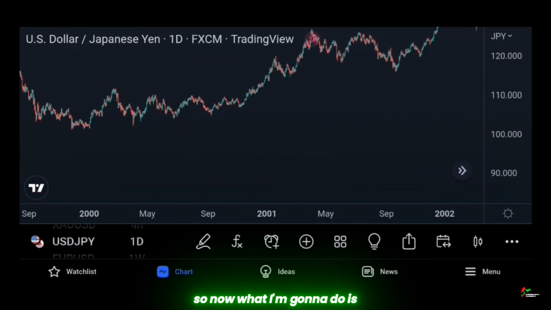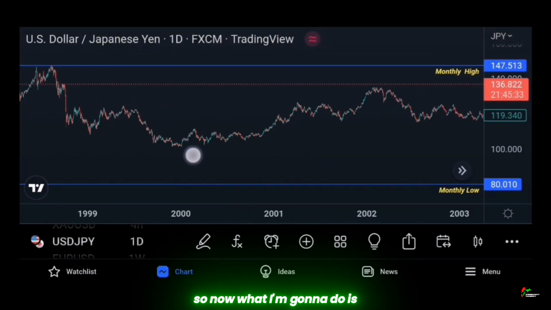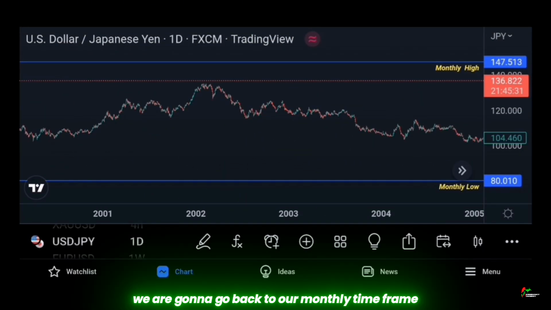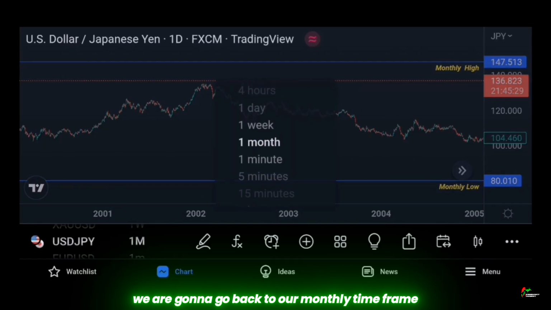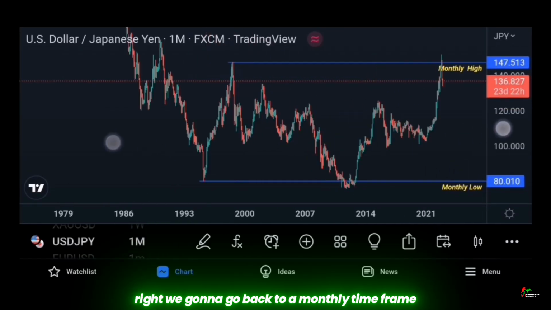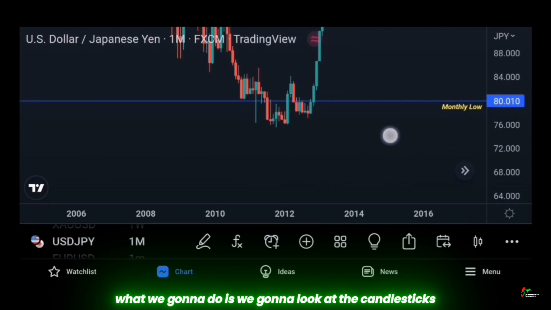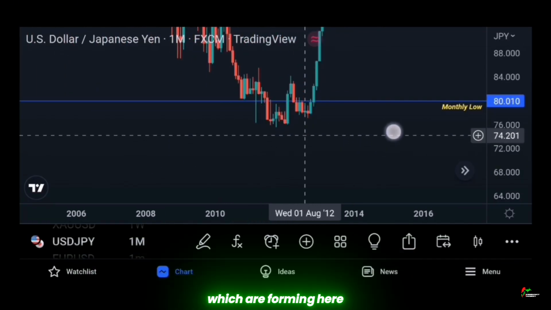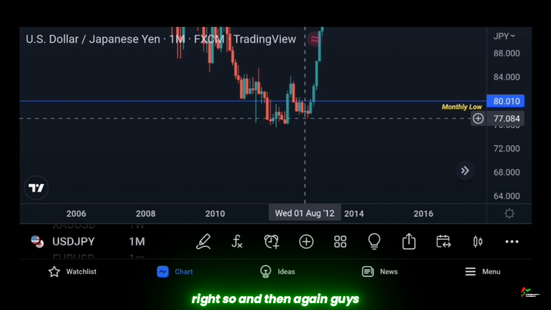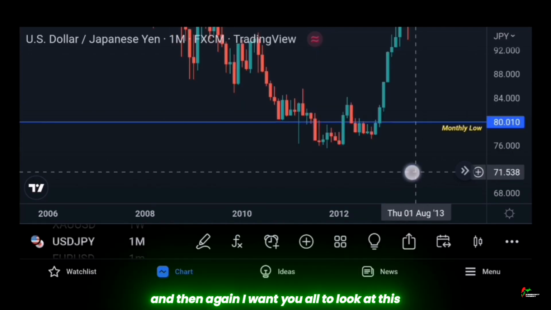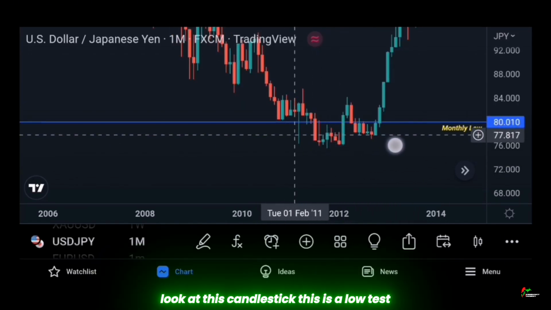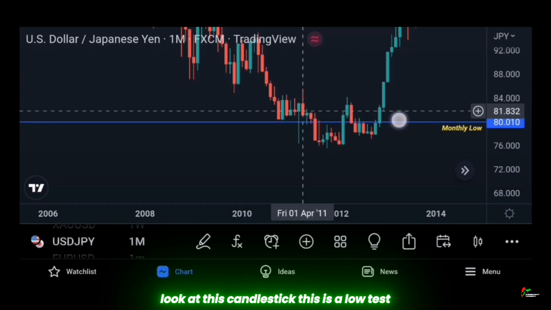Now we're going to go back to our monthly time frame. We're going to look at the candlesticks which are forming here. Again, guys, I want you all to look at this candlestick. This is a low test.